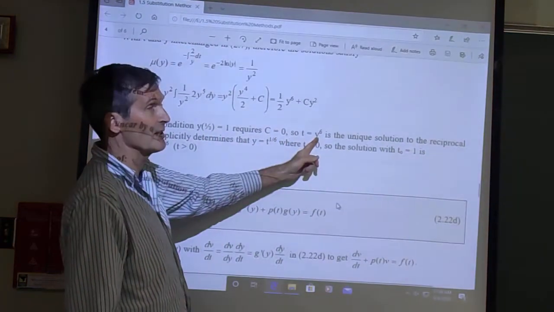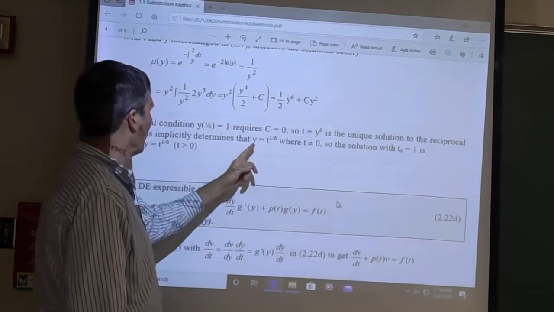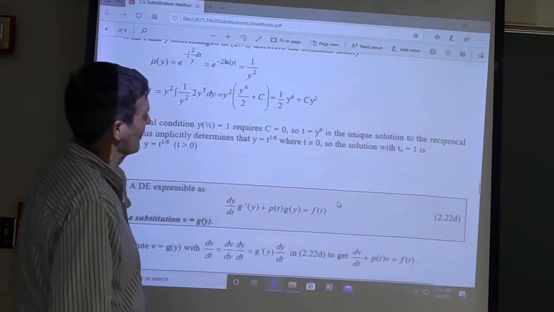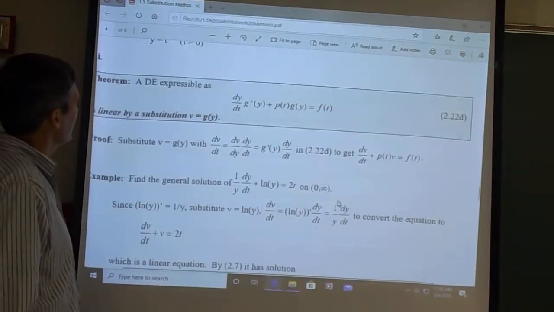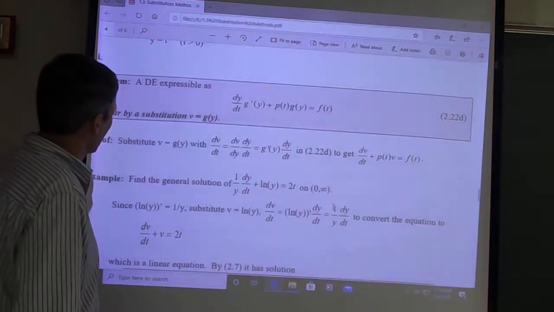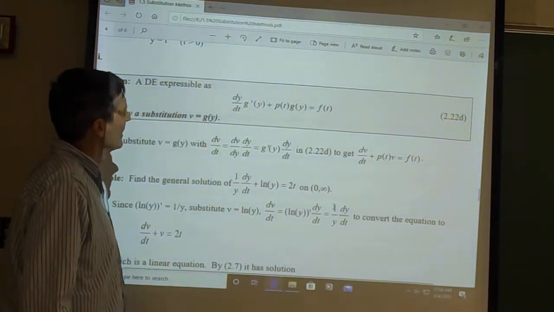And this one is easy to solve for y, right? It's just y equals the 6th root of t, the unique solution of the initial value problem. So we were able to solve it for this particular initial value. All right, well, pretty tough, huh?